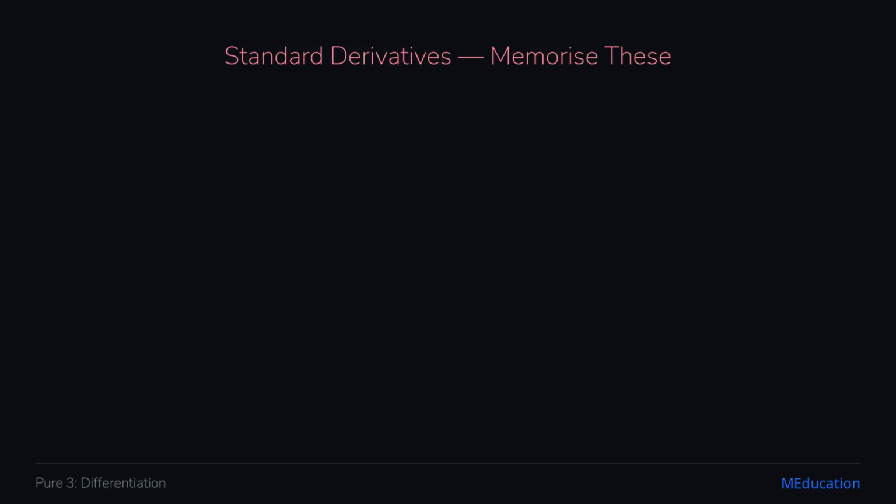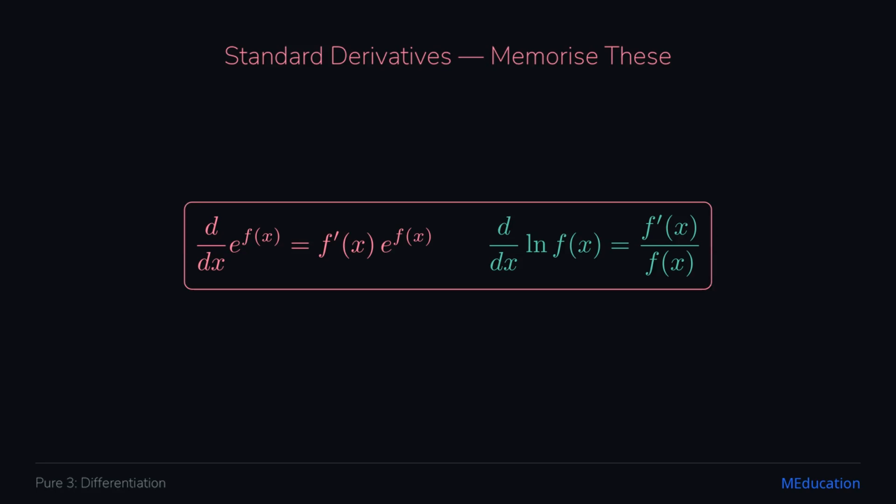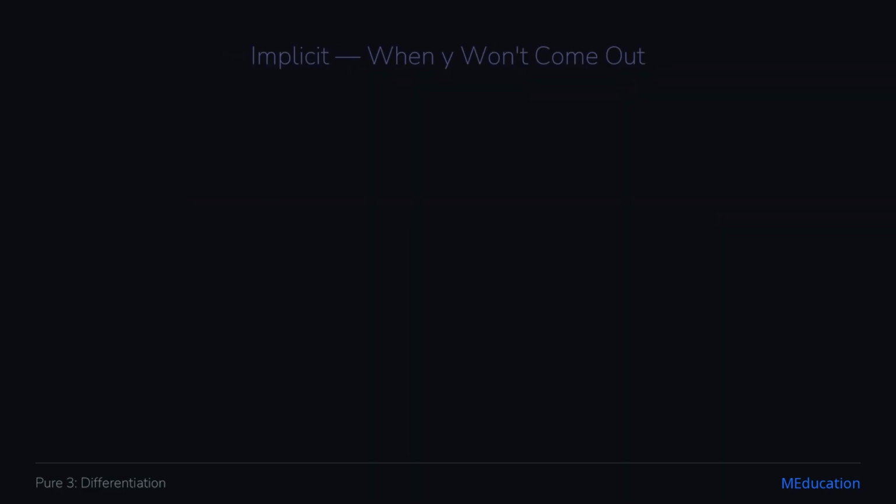In practice these almost never arrive alone, they come wrapped inside the chain rule. The derivative of e to the f of x is e to the f of x times f dashed. The derivative of ln of f is f dashed over f. Spot the standard result, then immediately multiply by the inside's derivative. Standard result, then chain.